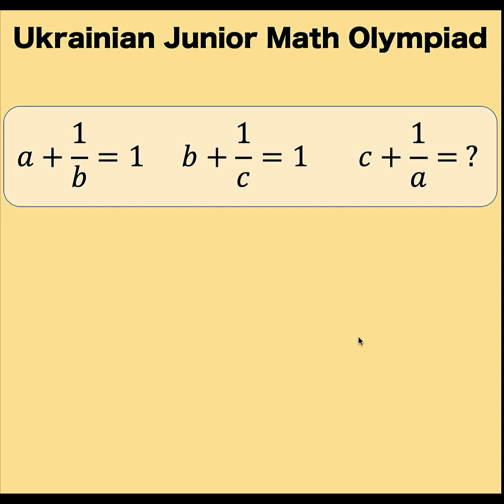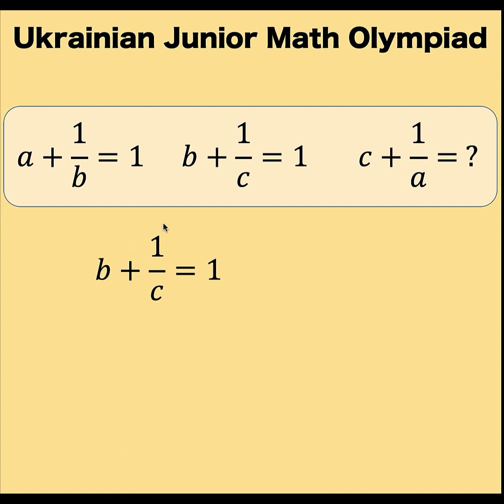What we want to find here is the value of C plus 1 over A. Therefore, we want to find what is the expression for C and what's the expression for 1 over A, and we get the sum of those two expressions. Now, notice that the second equation has the variable C, while the first equation does not contain a variable c. So let's begin with the second equation.